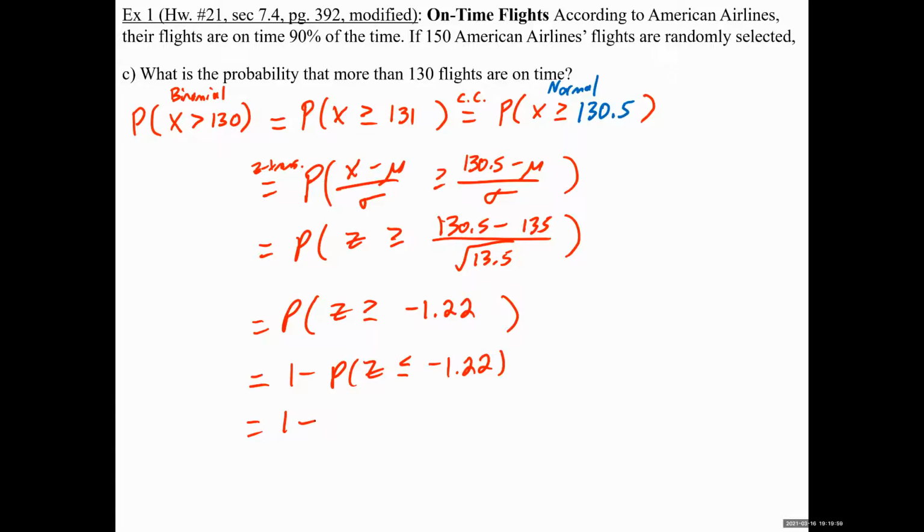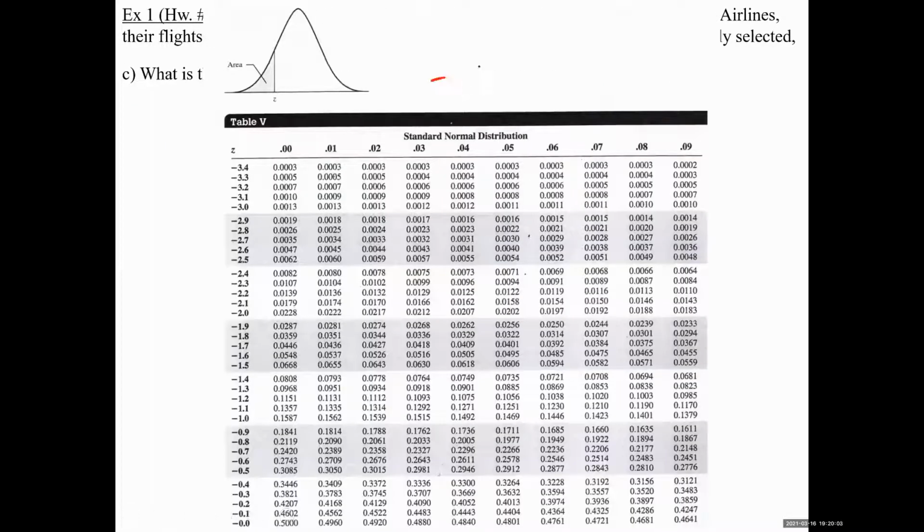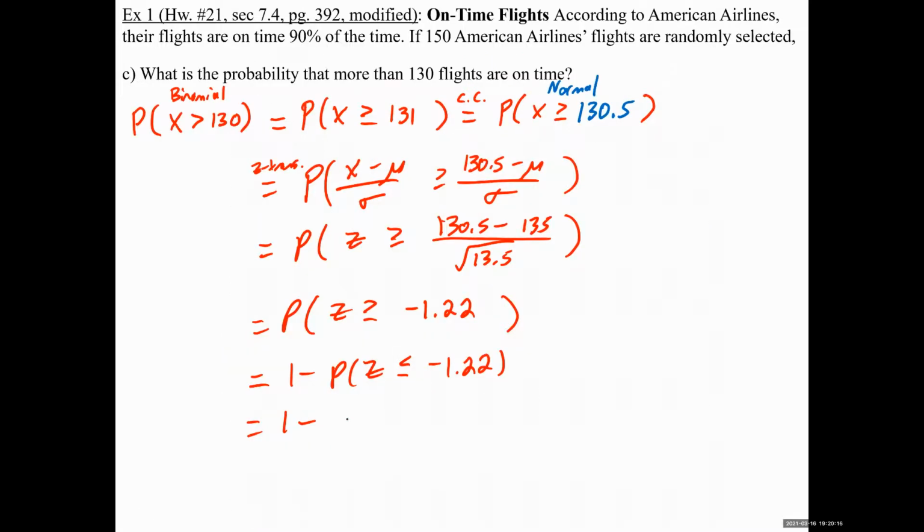All right, now probably Z less than negative 1.22. We looked that up in the table. Looking for negative 1.22. All right, negative 1.22. And then you go like this and like this. Looks like it's 0.1112. And if you do 1 minus that, you get 0.8888. That's how you do part C.